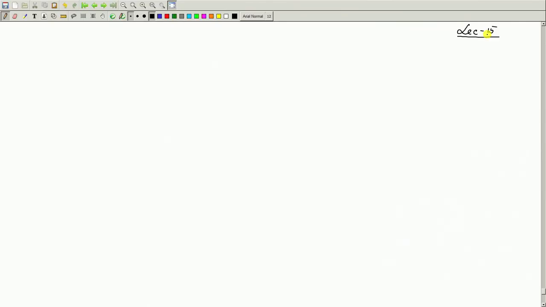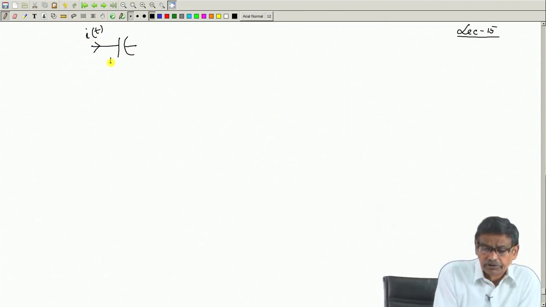So, welcome to lecture number 15, where we are discussing the terminal voltage-current relationship of an inductor. And as I told you, for a capacitor, showing the direction of current is your prerogative, you choose that. Once you choose that, then show the voltage across the plate of the capacitor to be like this.